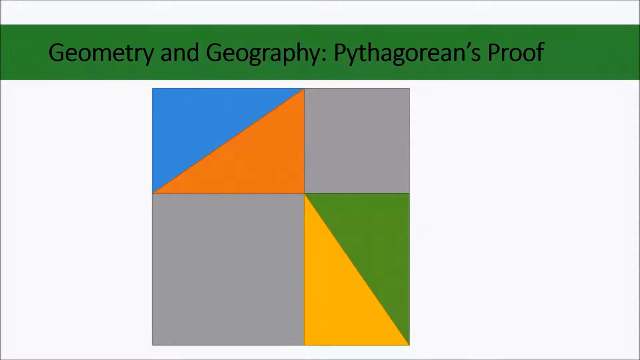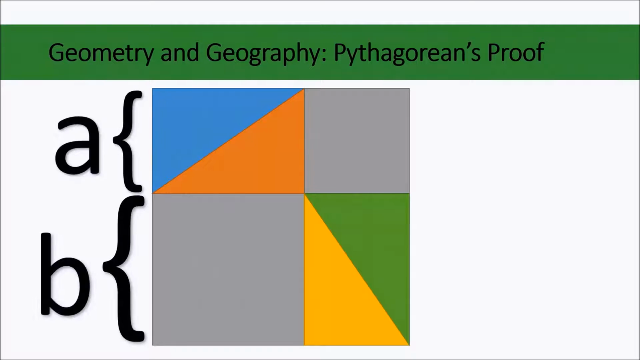Now, how do we know the Pythagorean theorem really works? First we construct a square and embed 4 identical triangles inside of it. The short sides of these triangles are a, and the long sides are b, and c is the hypotenuse. So now we know that these two gray areas are a squared and b squared, respectively. So if the Pythagorean theorem is correct, after we add those two areas together, we should have c squared.